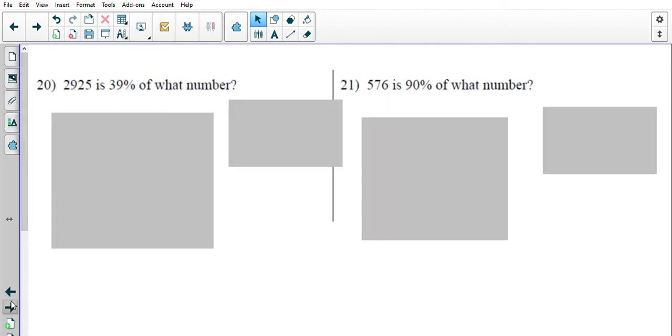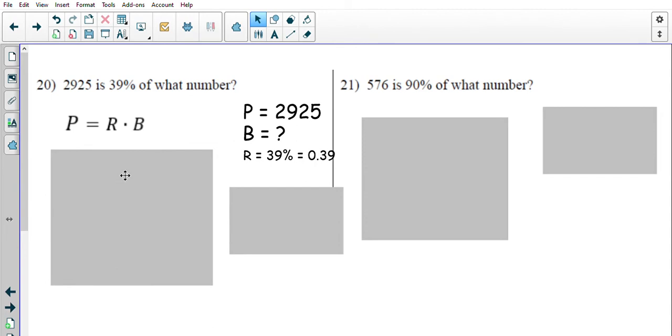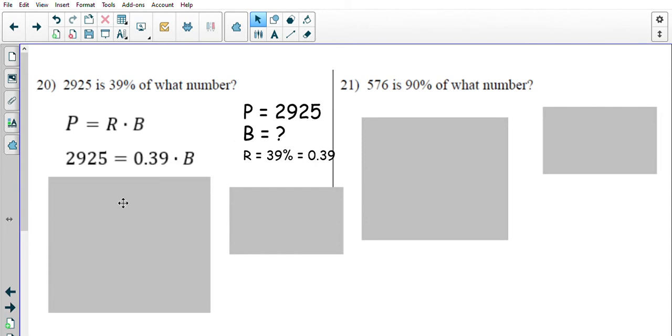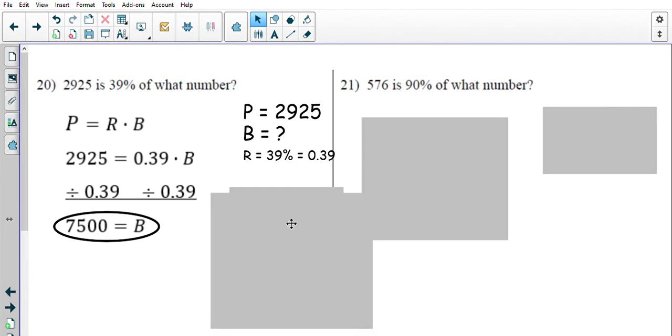All right, number 20. 2,925 is 39% of what number? 2,925 is the part, 39% or 0.39 is R, my base is my unknown. So for P equals R times B, I have 2925 equals 0.39 times B. Divide both sides by 0.39 and we will get a base of 7,500.